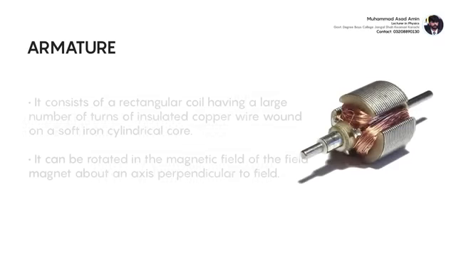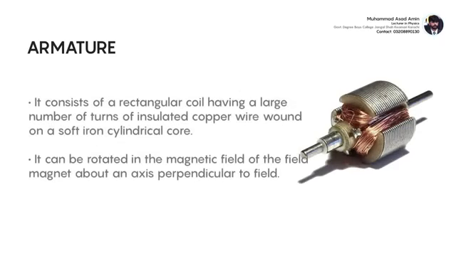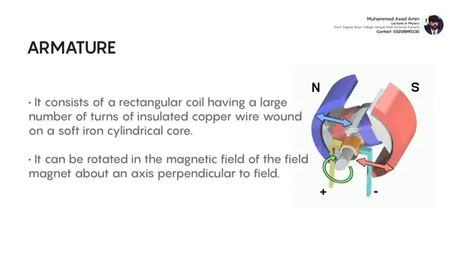The second component of DC generator is called armature. It consists of a rectangular coil having a large number of turns of insulated copper wire wound on a soft iron cylindrical core. It can be rotated in the magnetic field of the field magnet about an axis perpendicular to the field.